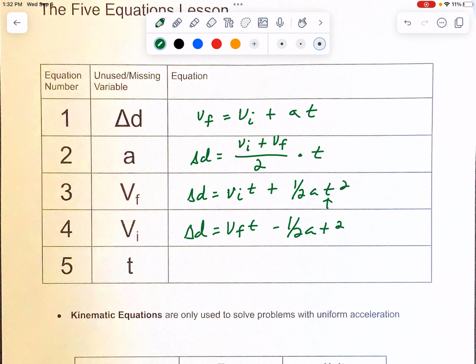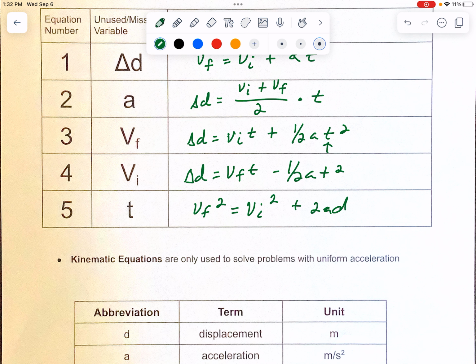And then our last equation, if time's not mentioned or they don't ask for it, is going to be VF squared, so V final squared, equals V initial squared plus 2AD. Now, kinematic equations are only used to solve problems for uniform acceleration, so we're not going to worry about changing acceleration right now. So we're going to keep acceleration the same.